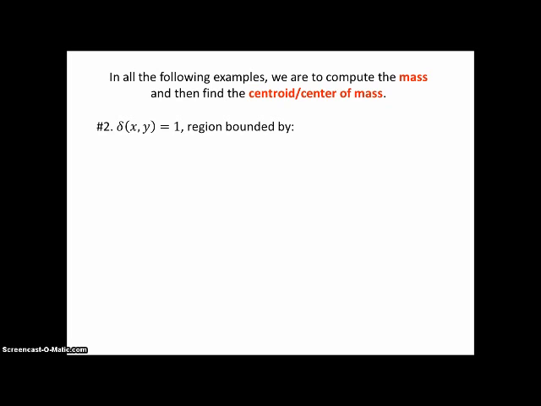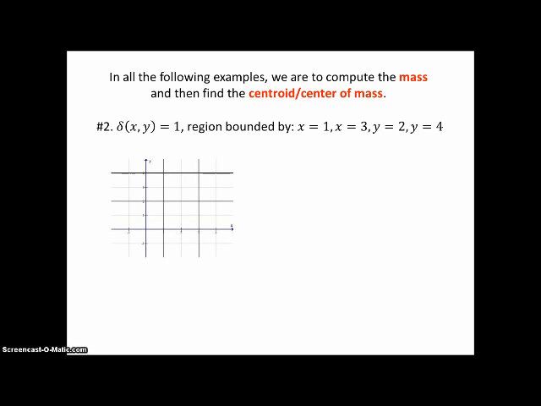In all the following examples, we are to compute the mass and then find the centroid, i.e., the center of mass. So that's what we will be doing. Number 2, the density is 1. The region is bounded by 4 lines. Here's a picture of the lines, and the region bounded by those 4 lines is there. If the density is uniformly 1, then the centroid is pretty obviously in the center of that square, but we're going to use our formula to prove that.